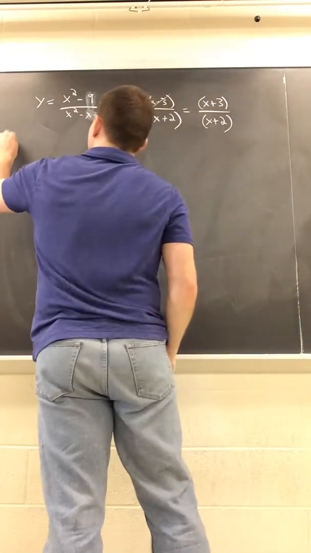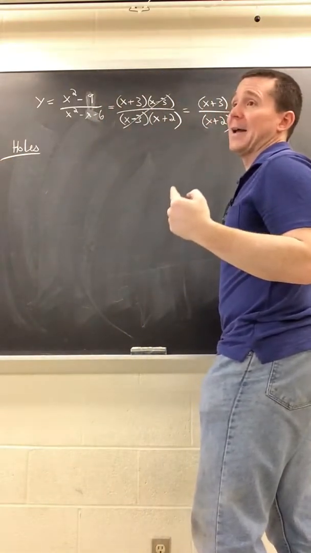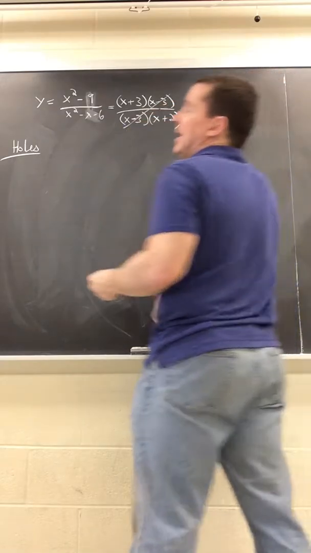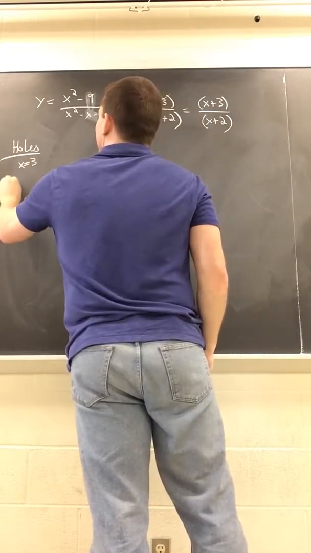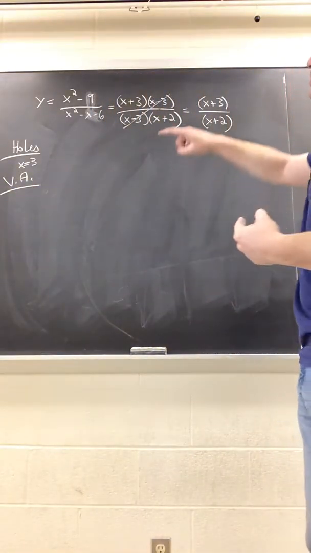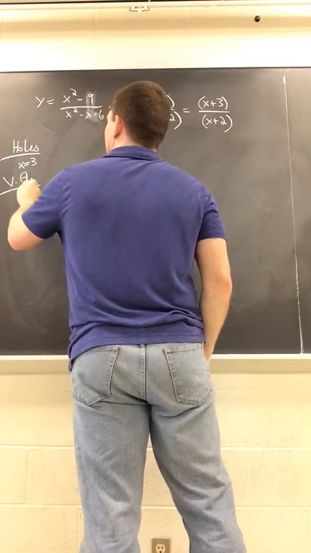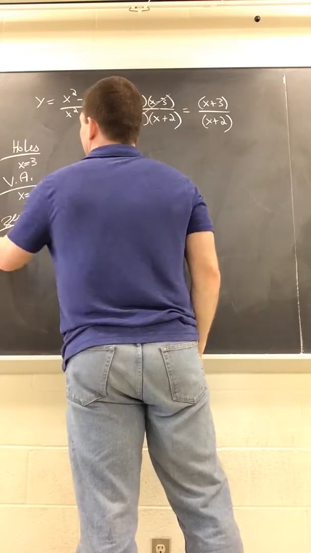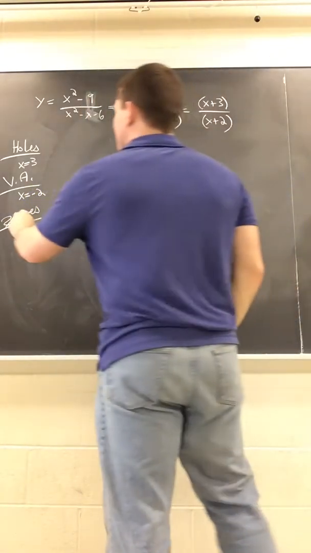So for this, first we look at holes. Holes occur at places that cancel out to put it in lowest terms. X minus 3 canceled out, so that's a hole at x equals 3. Then we look at vertical asymptotes. They occur where the function is undefined in lowest terms. That's negative 2. Then we look at zeros. They occur at the zeros in the numerator in lowest terms. That's x equals negative 3.